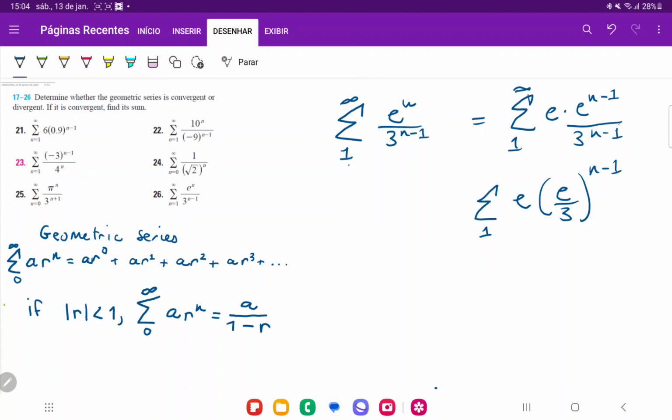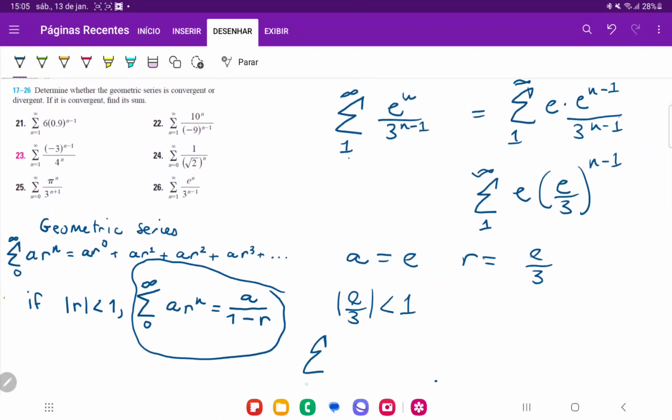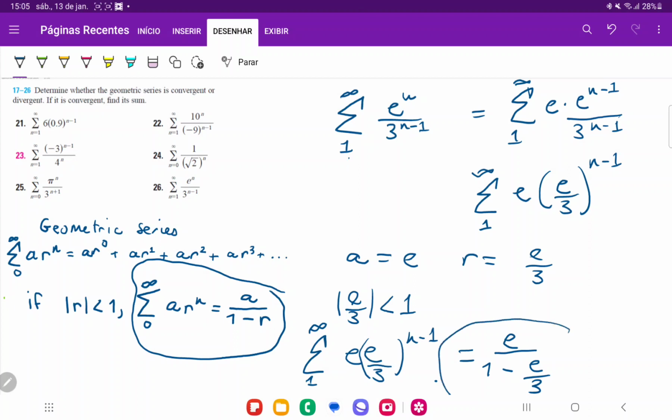And so we can clearly see here that my a, the constant that's being multiplied, is e, and my r is e over 3. Now notice that the absolute value of e over 3 is definitely less than 1, so this sum converges. Now if it converges, we can use this formula to find the total sum, right? So the sum from 1 to infinity of e times e over 3 to the n minus 1 is going to be a, which is e, over 1 minus r, so 1 minus e over 3. And that is it for problem 26. This here is the result of our sum.